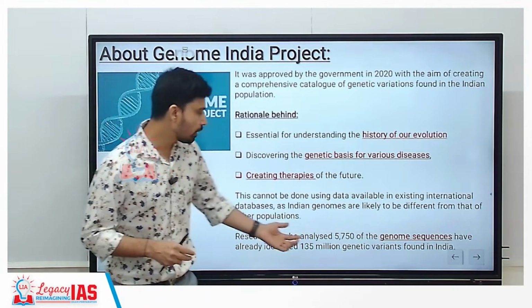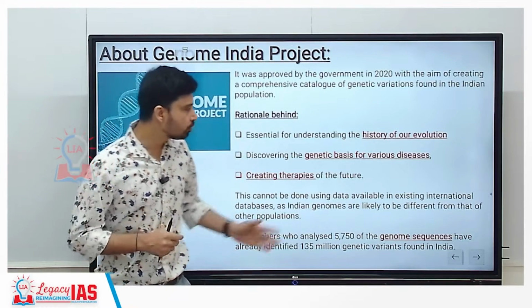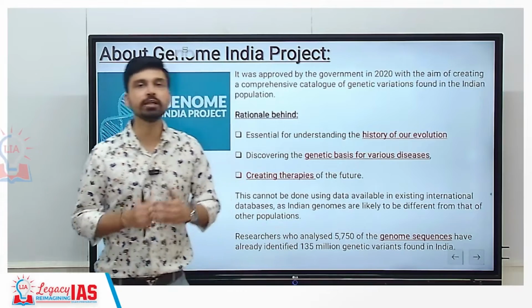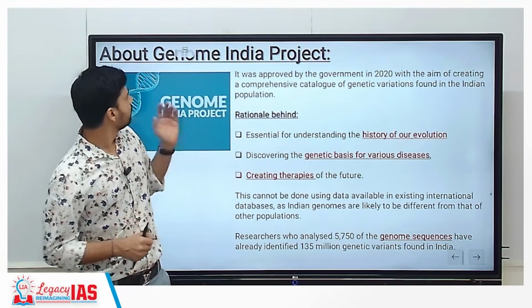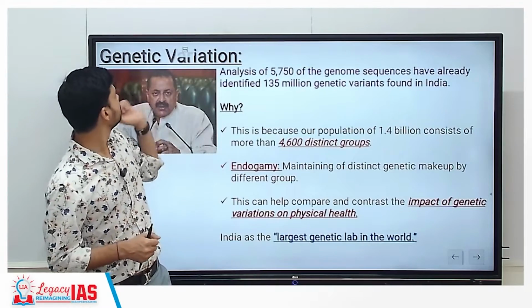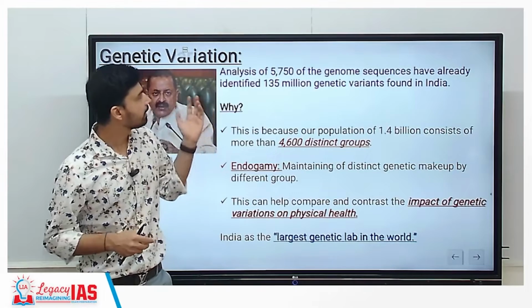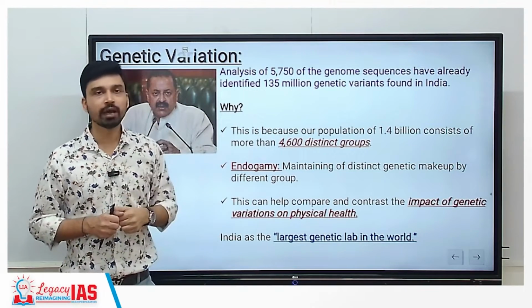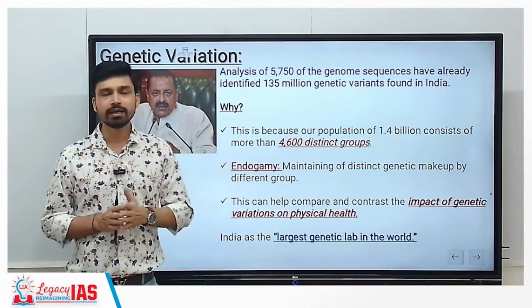So researchers who analyzed almost 5,750 genome sequences have already identified 135 million genetic variants from the Indian population. Now, since the term is genetic variation, we're talking about the Indian population, where analysis of 5,750 genetic sequences has already identified 135 million genetic variants found in India. Why is it so?